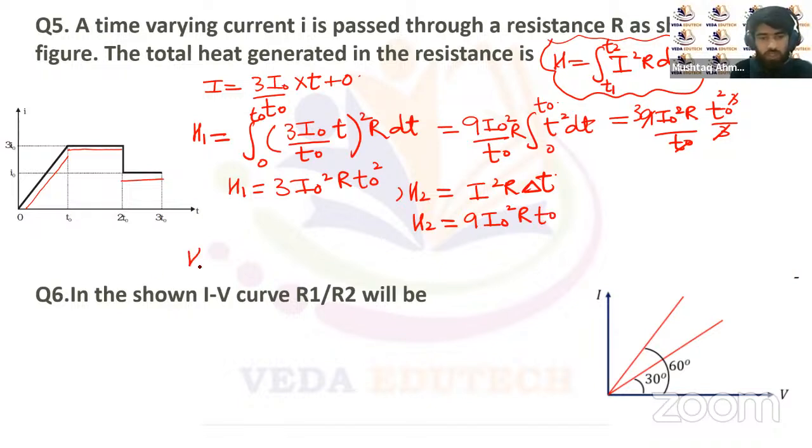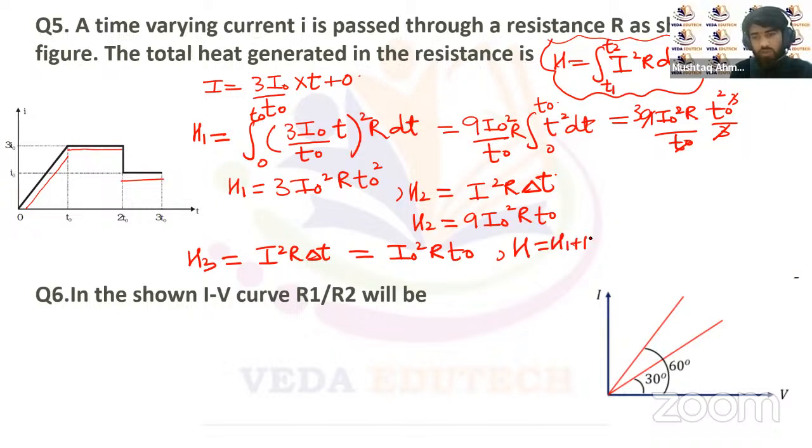And similarly, H3 will be equal to I square R delta T. And the value of I from 2T naught to 3T naught is I naught, that will be I naught square R delta T, that's once again T naught. The total heat generated will be H1 plus H2 plus H3. This will be the total heat generated in the circuit or in the conductor.